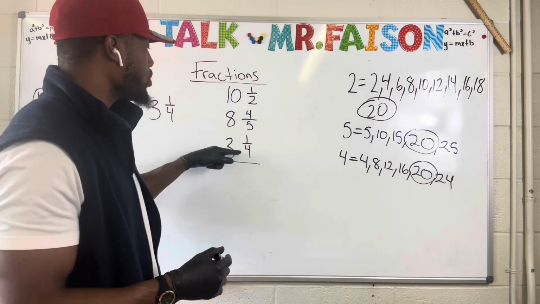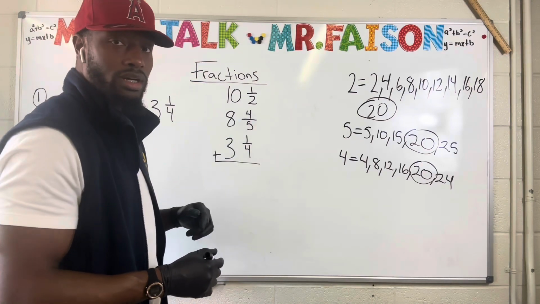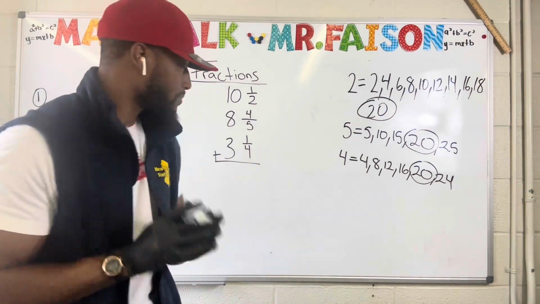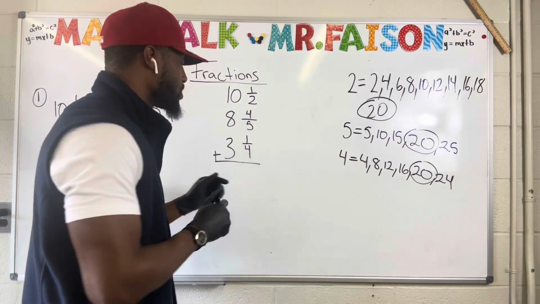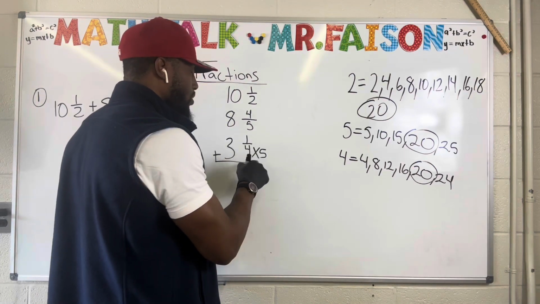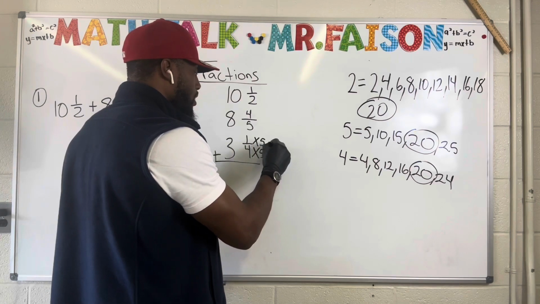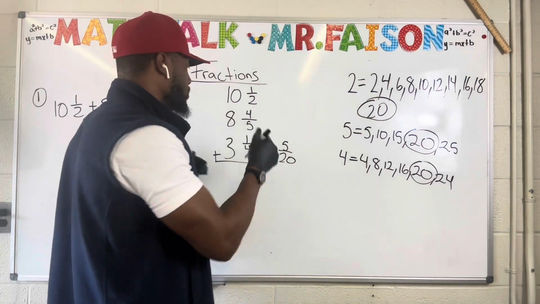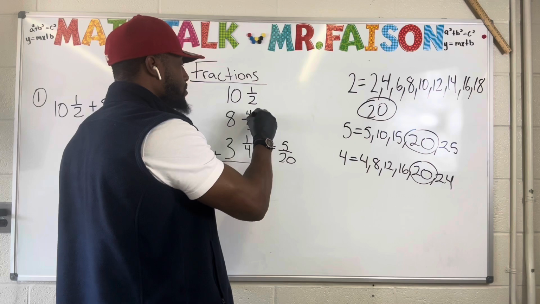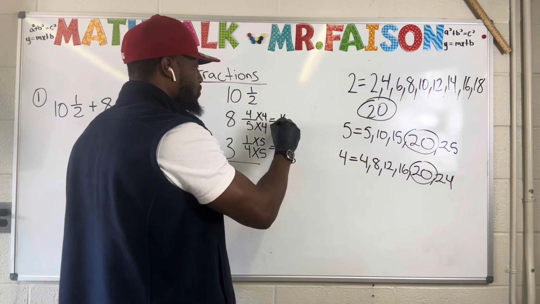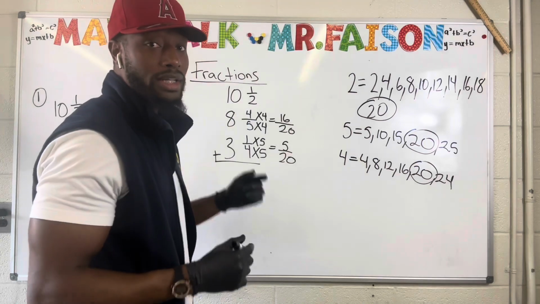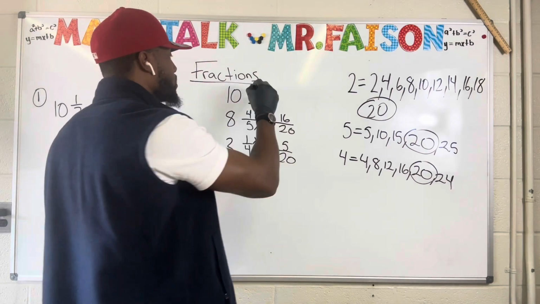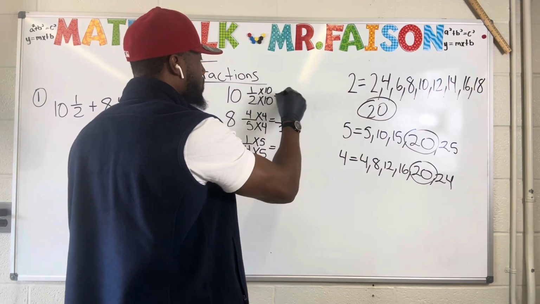So that means I need to turn all of my denominators into 20. The way I do that is by asking y'all this. What can I multiply 4 by to get 20? That's gonna be 5. And whatever I do to the bottom, I have to do to the top. That is now 5 over 20. What can I multiply 5 by to get 20? That's gonna be 4. Whatever I do to the bottom, I do to the top. That's gonna be 16 over 20. What can I multiply 2 by to get 20? That's gonna be 10. Whatever I do to the bottom, I do to the top. That's gonna be 10 over 20.